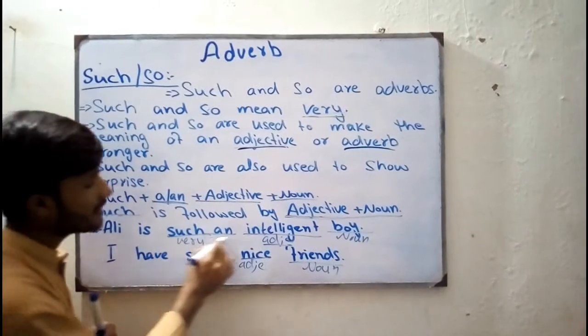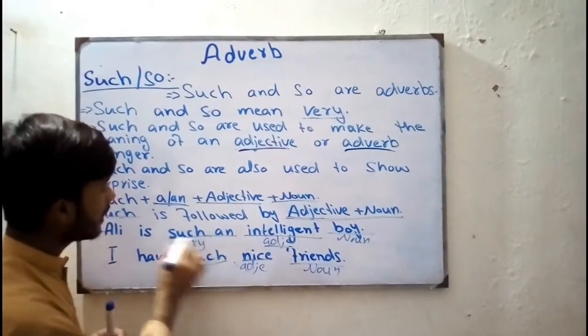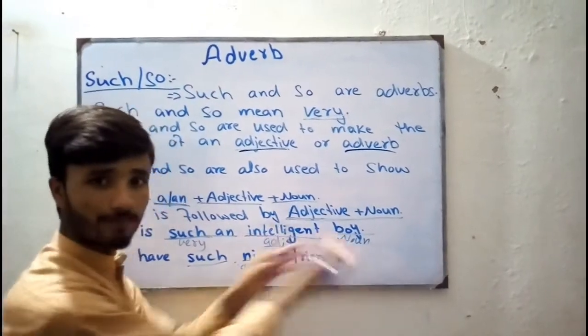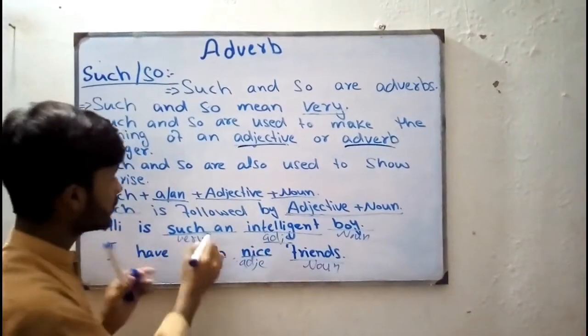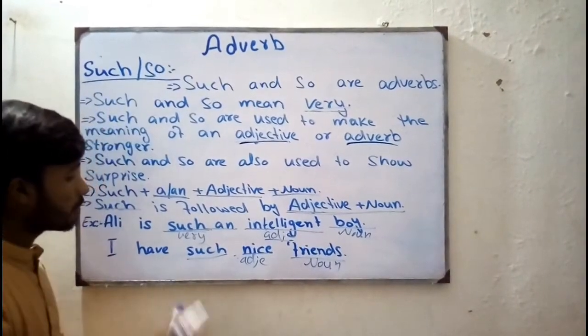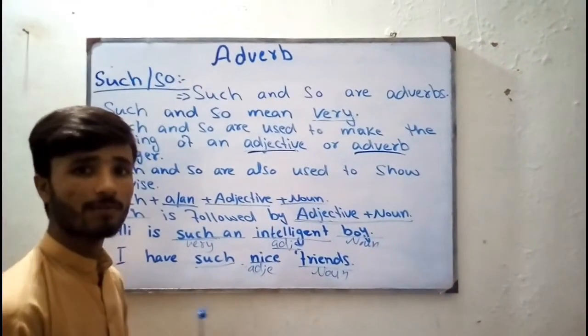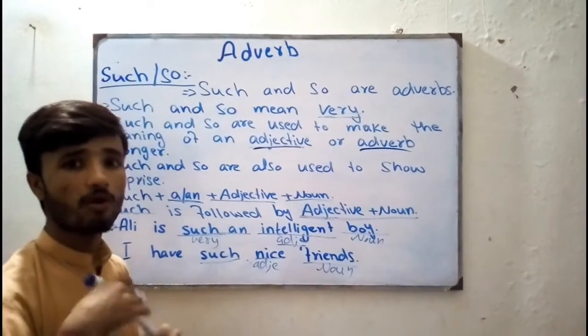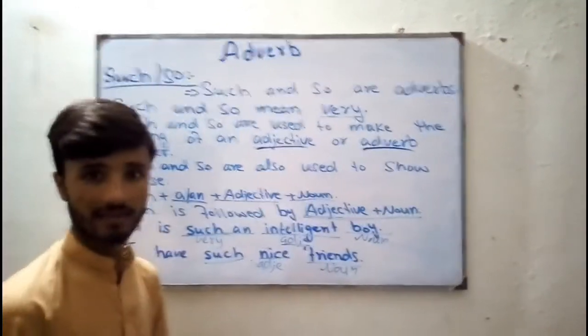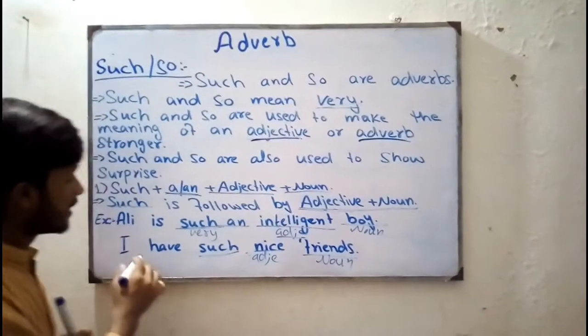Ali is such an intelligent boy. हमने जो ये सच है ये एडजेक्टिव और नाउन से पहले यूज किया है। और इसका क्या मतलब हुआ? Ali is such an intelligent boy. इसका मतलब ये हुआ कि अली बहुत ज्यादा ज़हीन लड़का है. Is this clear? ज़हीन लड़का है.